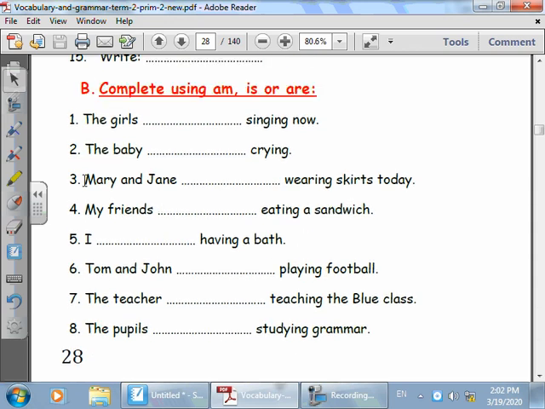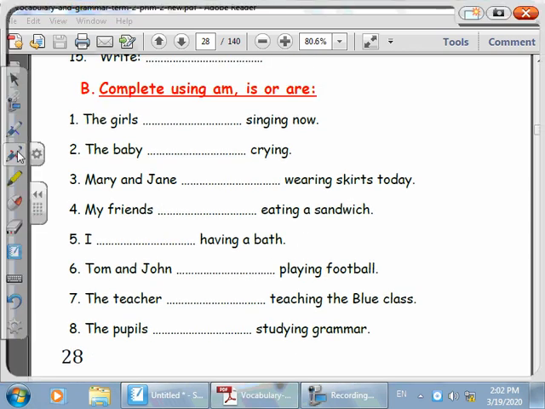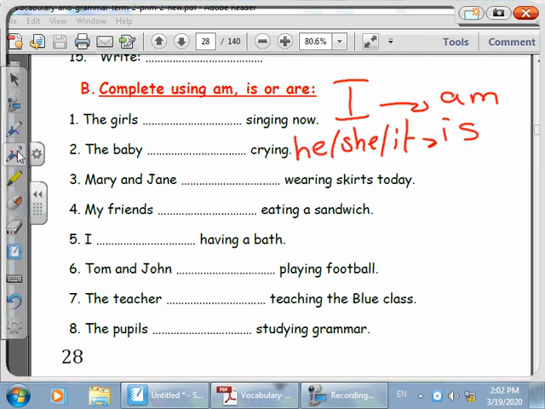Here, we're going to complete am, is, or are. Of course, who are the friends of am, and the friends of is, and the friends of are? Am has only one friend, which is I. I am. Who are the friends of is? He, she, and it. Very well. Who are the friends of are? Yes. We, you, and they. Very well. I think it's better to write these notes in front of you. Fine.